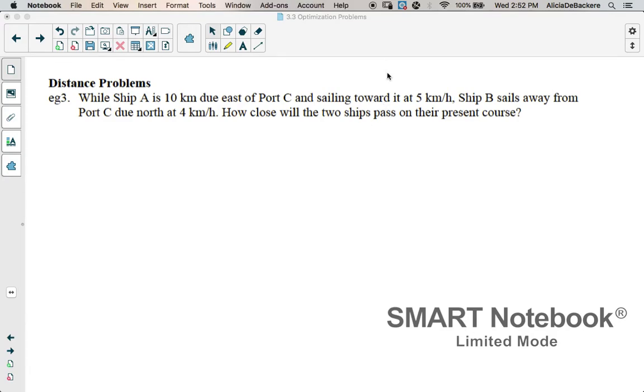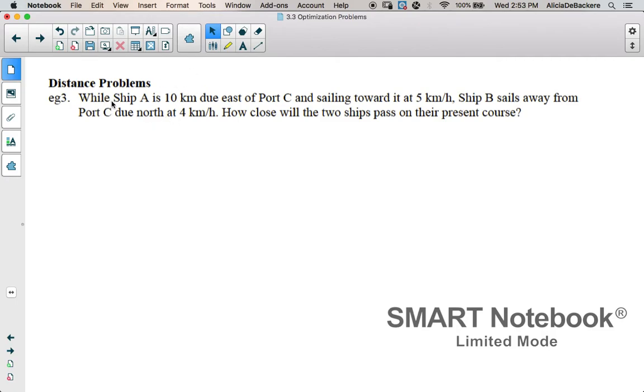All right, moving into our last example for lesson 3.3. We're looking at the distance problem, which I always think is the classic meme on the internet about why people don't like math. We've got some moving objects and we want to find the distance between them.